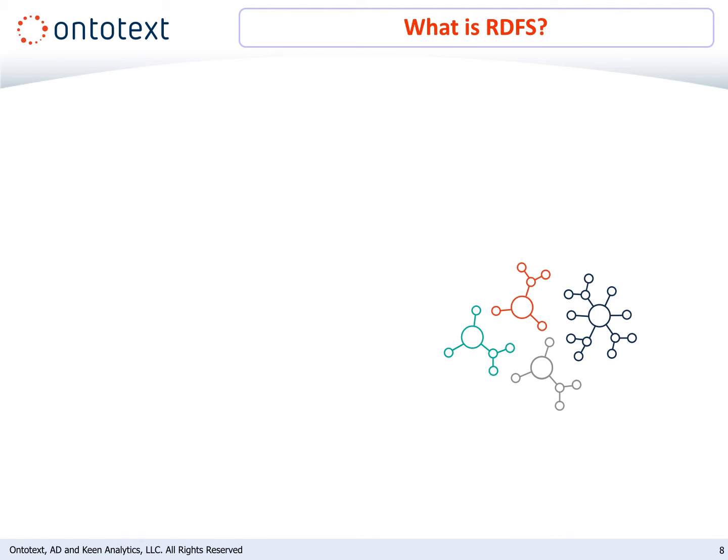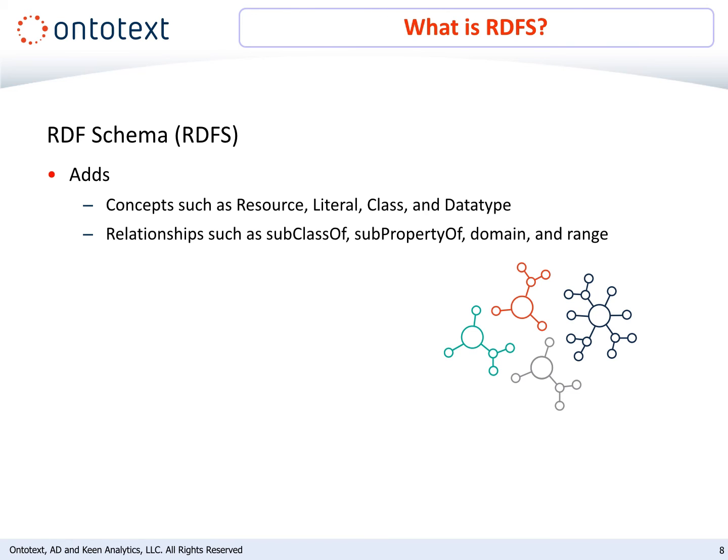What is RDFS? RDF schema, more commonly known as RDFS, adds schema to the RDF. It defines a meta-model of concepts like resource, literal, class, and data type, and relationships such as subclass of, subproperty of, domain, and range.